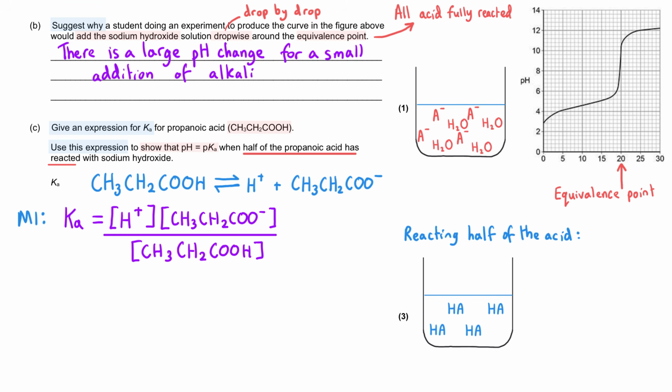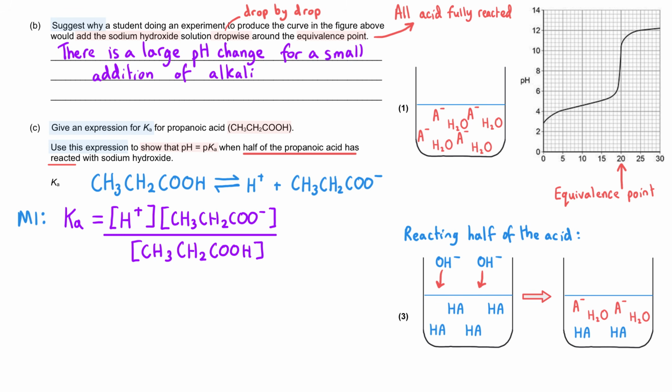So in my beaker example, we would start again with 4 moles of HA as before. This time though, we would only add 2 moles of OH minus, half as much. And so after this addition, we would have 2 moles of H2O and 2 moles of A minus and 2 moles of HA. So the same amount of each.